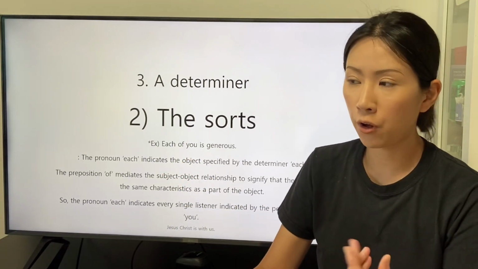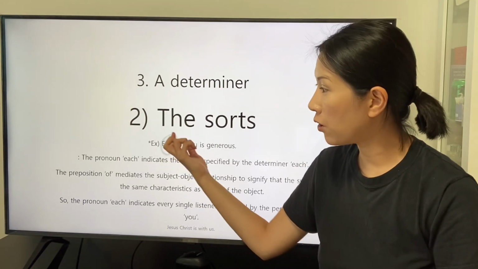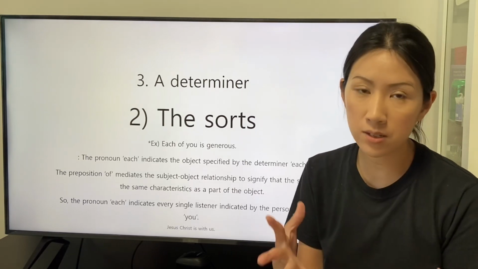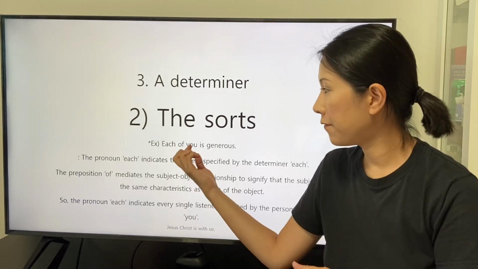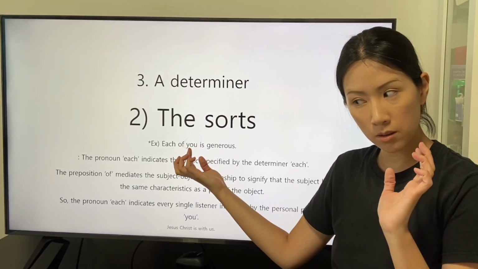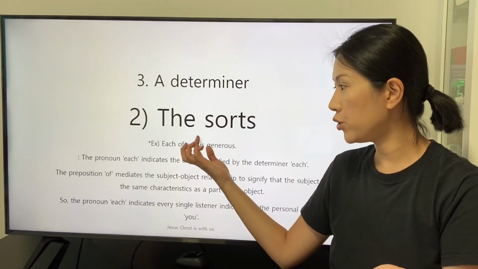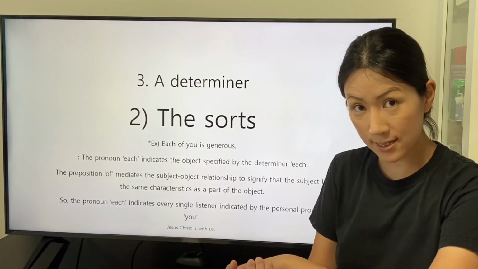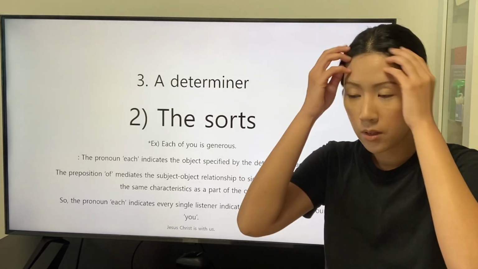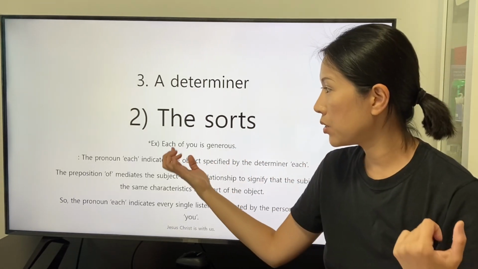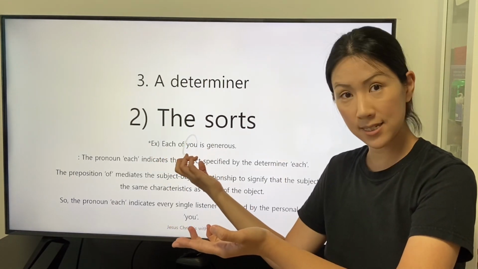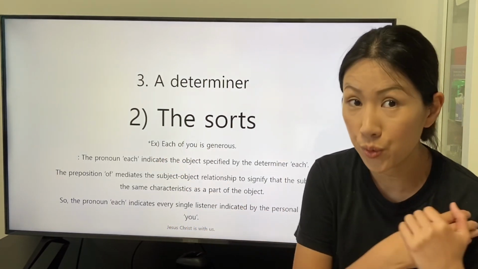The preposition of reveals that the subject of the preposition is a representative of the object indicated by the personal pronoun you as the object of the preposition of. So we can understand that the subject of the preposition is included in the object indicated by the personal pronoun you.